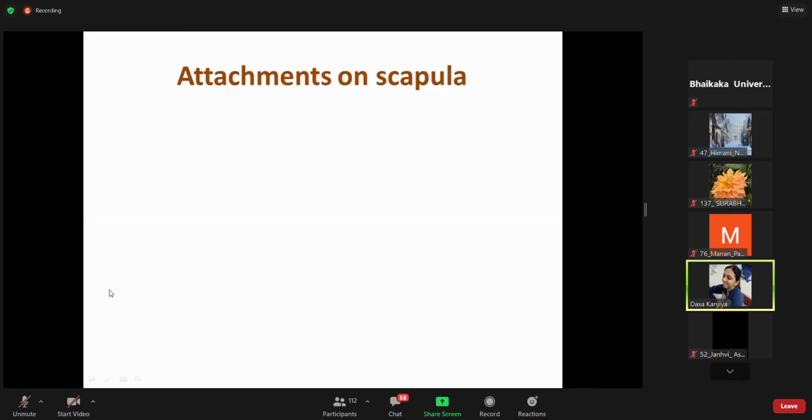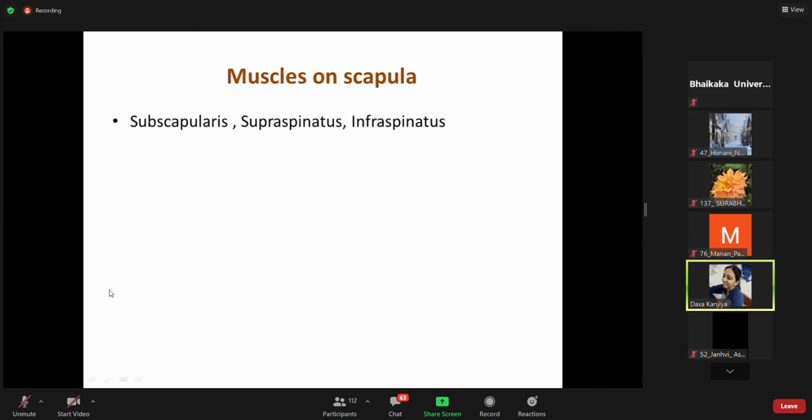Now the important attachments. There are so many attachments on the scapula, which include the muscles of the shoulder region as well as muscles of the scapular region. The coracoid process is which type of epiphysis? What is the type of epiphysis of the coracoid process? Yes, it's an atavistic epiphysis. So the attachments on both surfaces include subscapularis, supraspinatus, and infraspinatus.